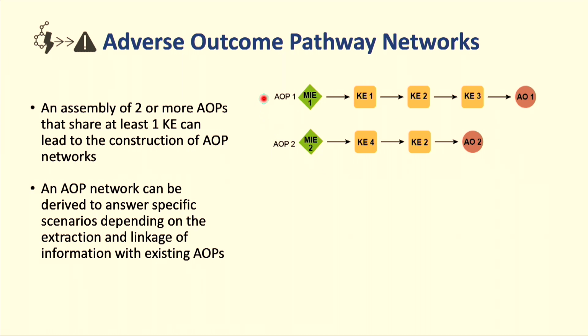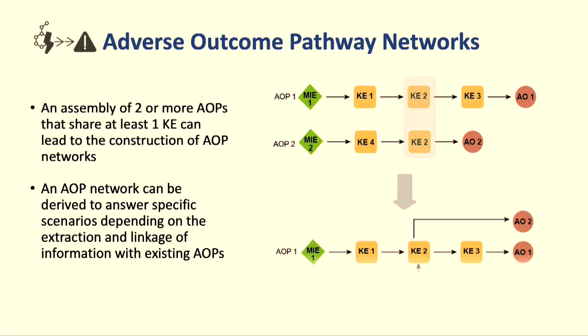So if we say there are two AOPs, MIE1 to AO1 and MIE2 to AO1, where KE2 is common between the two AOPs, here we can link the two to look something like this. So it's a connected piece of network that we can analyze. This can be a critical node which is present in both pathways. So we can analyze such networks based on either stressor-specific pathways to look at what an MIE can cause, since an MIE can cause multiple AOs, or we can even look at disease-specific ones.